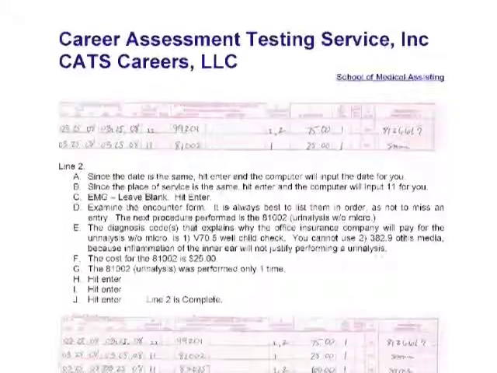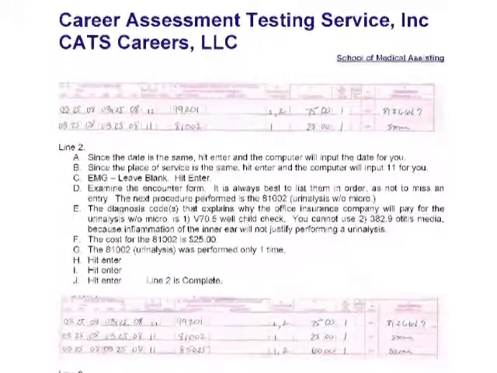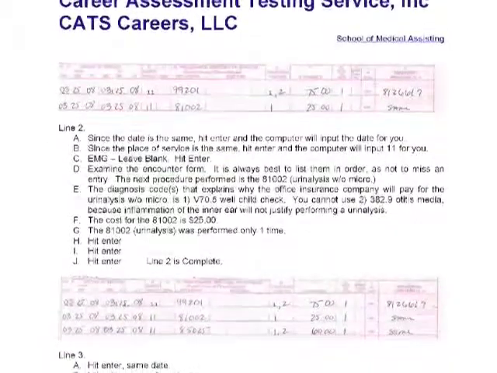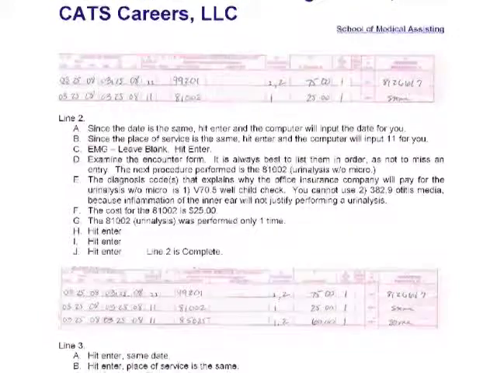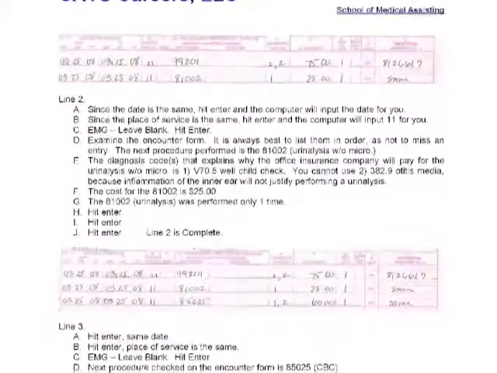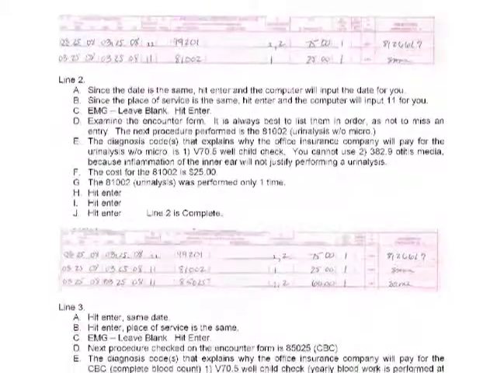The date's the same, just hit enter. Next date's the same, hit enter. Place of service is the same, hit enter. C, leave it blank, so hit enter. D, you want to examine the encounter form and see what the next procedure is. The next procedure is 81002, the urinalysis. E, why is the insurance company going to pay for that urinalysis?